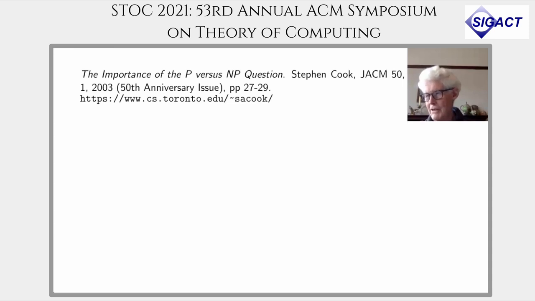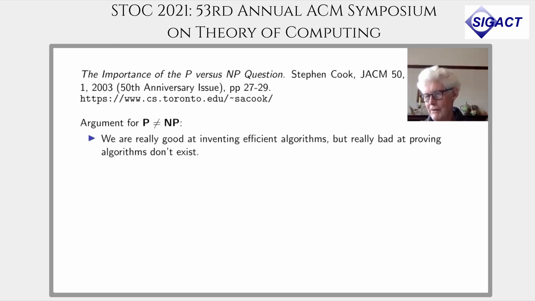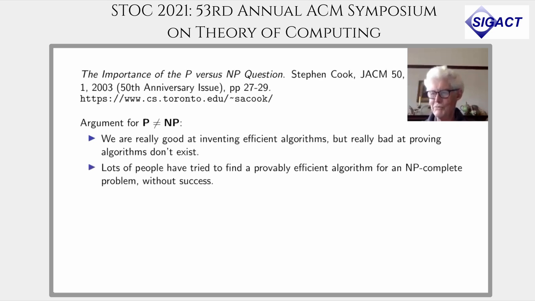Most complexity theorists, including the author, believe that P not equal to NP. I would summarize the argument in favor of P not equal to NP by saying that we are really good at inventing efficient algorithms, but really bad at proving algorithms don't exist. There are powerful techniques, which are part of the standard undergraduate computer science curriculum, of devising efficient algorithms for diverse problems. Millions of smart people, including engineers and programmers, have tried hard for many years to find a provably efficient algorithm for one or more of the 1,000 or so NP-complete problems, but without success.